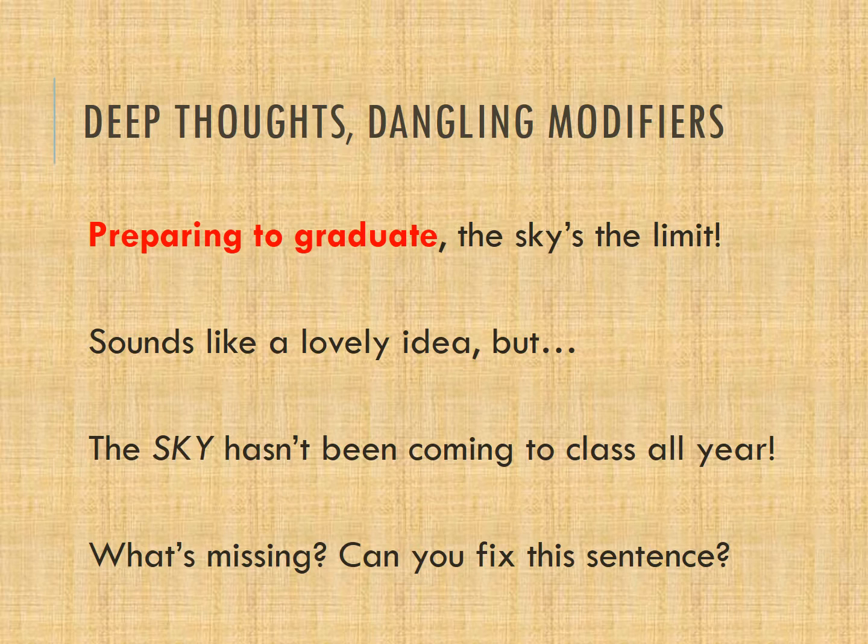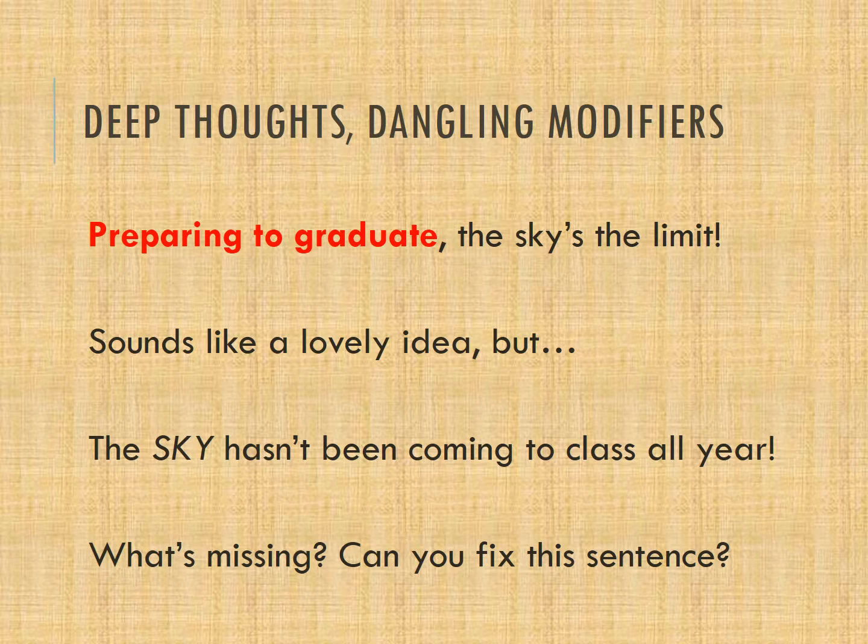Deep thoughts and dangling modifiers. This is the type of error that's pretty typical in student writing. Let's take a look. Preparing to graduate, the sky's the limit. Now this sounds like a really inspiring idea, doesn't it? But if you take a closer look, we don't know who's preparing to graduate. If preparing to graduate reaches out to the nearest noun, it looks like the sky's getting ready to graduate.